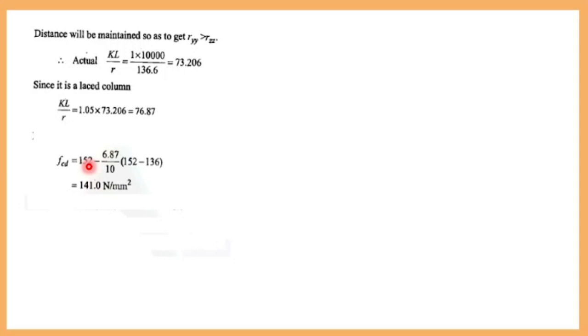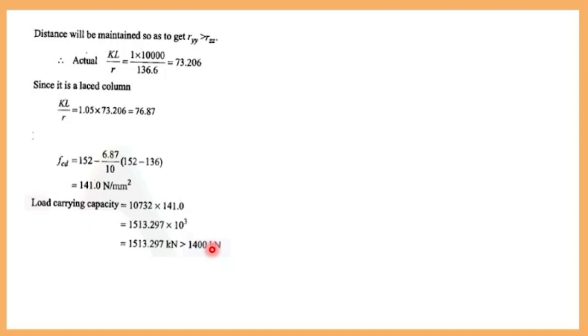Now what is the load carrying capacity? Now you know the area and FCD. What is your area? 10,732 into this value 141. So 1513.2, which is greater than 1400. Your load on the section is 1400. Now your section has a capacity of 1513. Now it is safe. You have designed for the strongest axis.